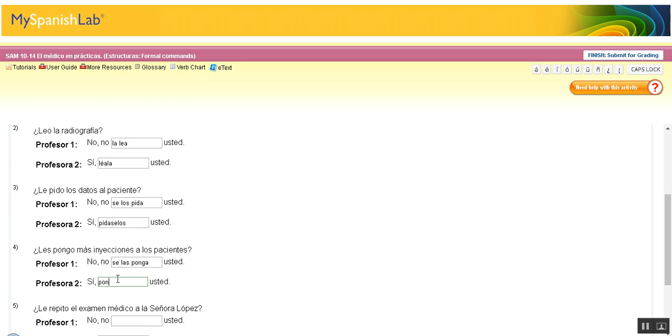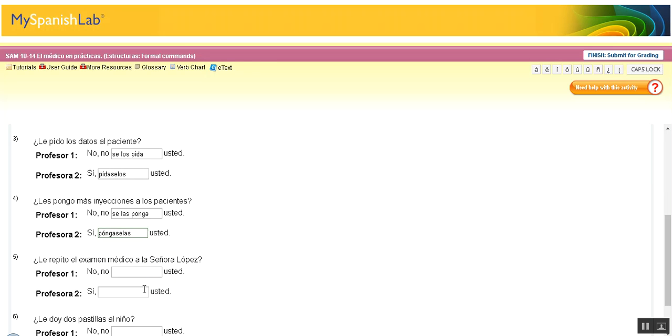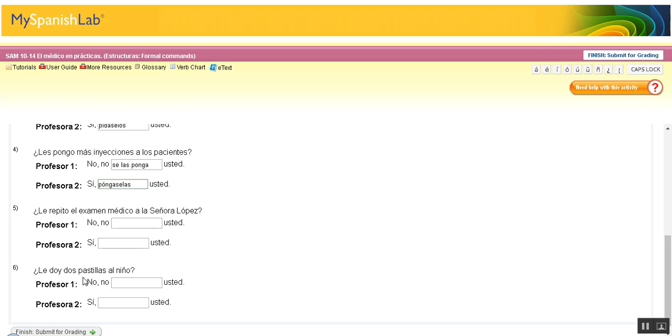So here's my ponga. The original stress would fall on the O, so now I have to write it in, because when I attach my pronouns, it's changing where the stress would fall. Se las. Whoops. Póngaselas. So, le repito el examen médico a la señora Lopez.